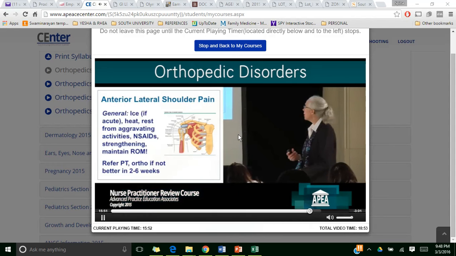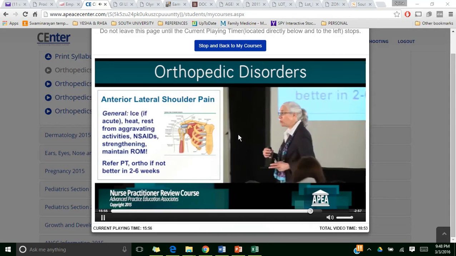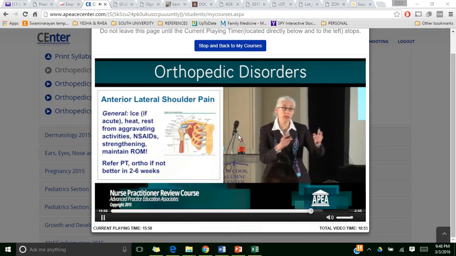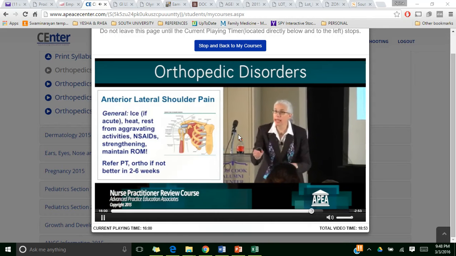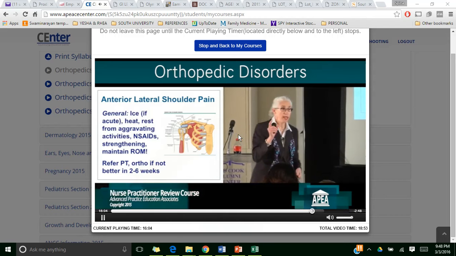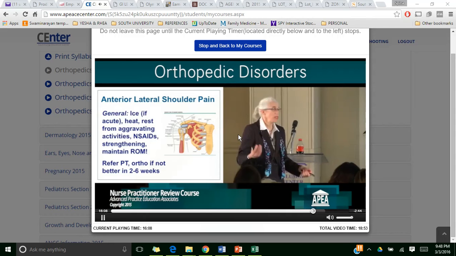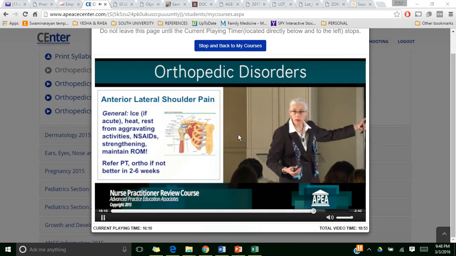If they are not better within a couple of weeks, or depending on how impressive or remarkable their presentation was, you will need to get them referred somewhere between 2 and 6 weeks, maybe to PT. PT does great work with these people. Or for more severe injury, obviously orthopedics. So impingement syndrome, rotator cuff pathology.